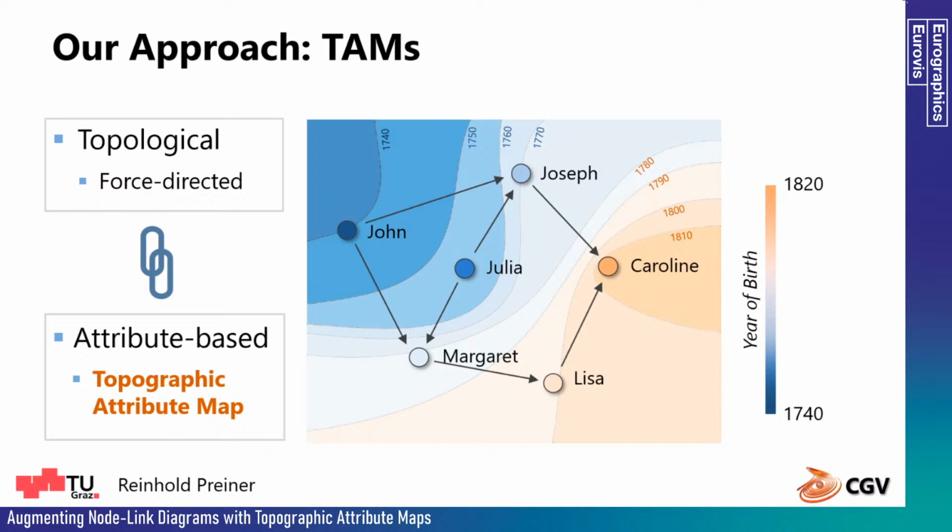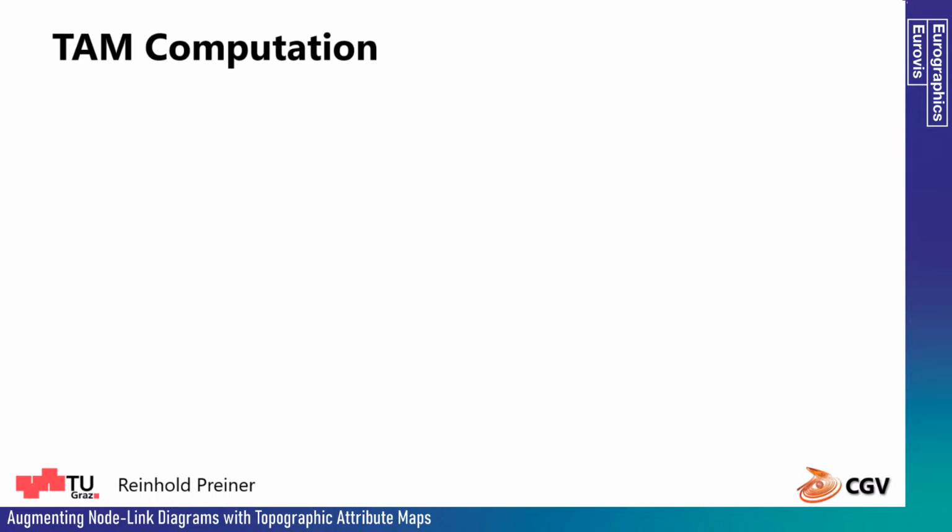And by visualizing this height field using isocontour rendering, we can re-establish the relative comparability of node attributes that was before given by the grid lines in the linear timeline layout. For example, we can now again directly see the age difference between Joseph and Caroline, which is about 40 years, while we still preserve the topological structure of the graph. Now let's have a look at how we compute such a TAM.